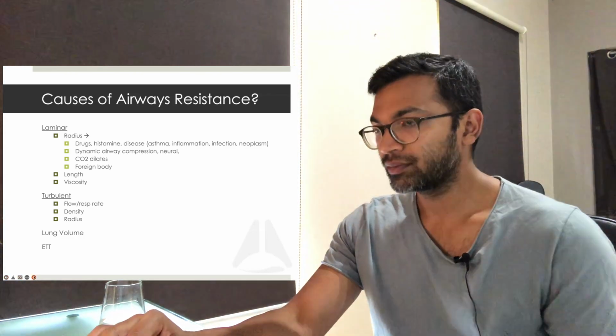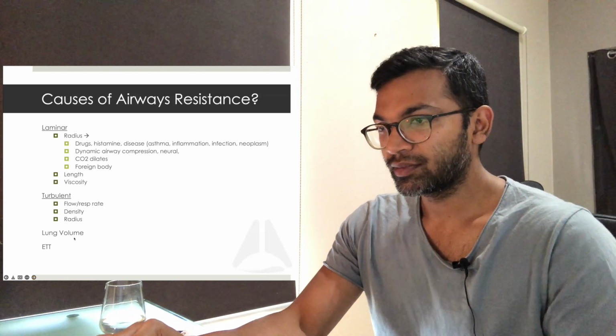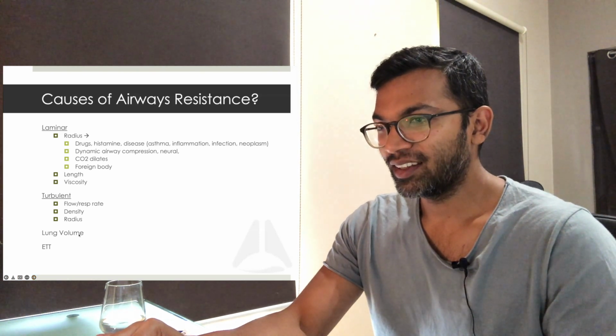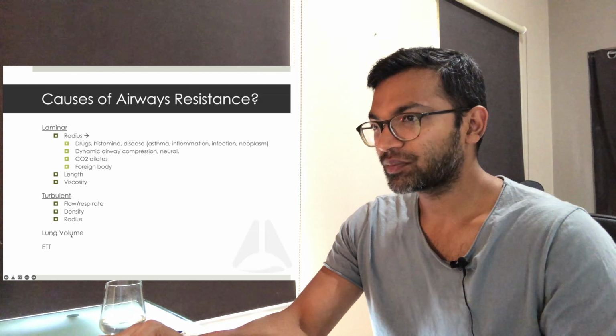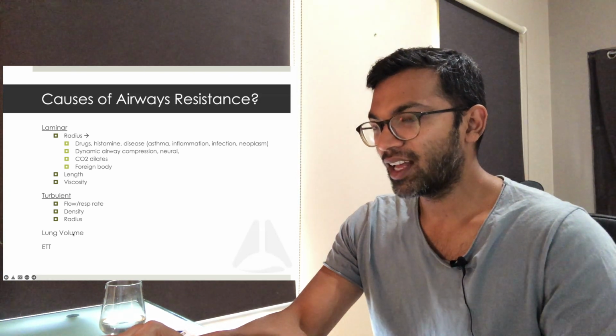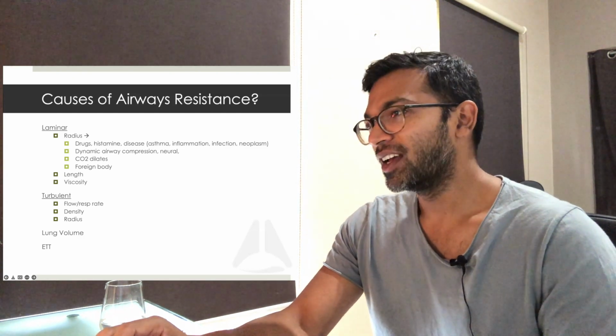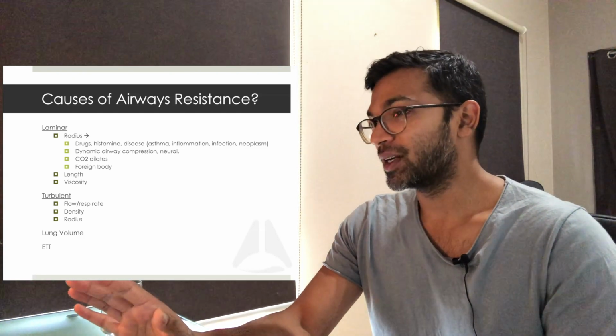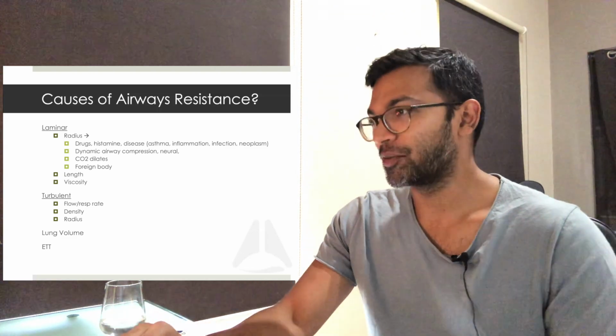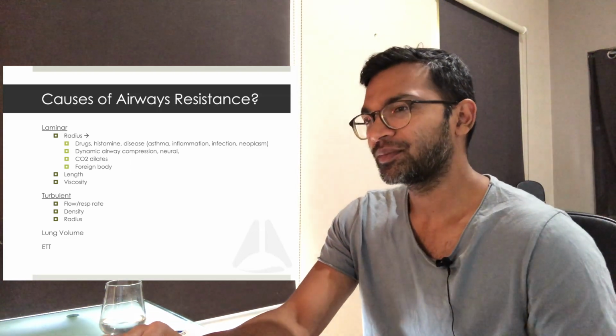Would you include the lung volume with regards to radius and the radial traction, or do you do it as a separate topic? I literally, as I was watching this, was like, yeah, actually, that's very much a radius thing, isn't it? So I don't think it matters too much, but chuck it into radius. That makes a lot of sense. Cheers.